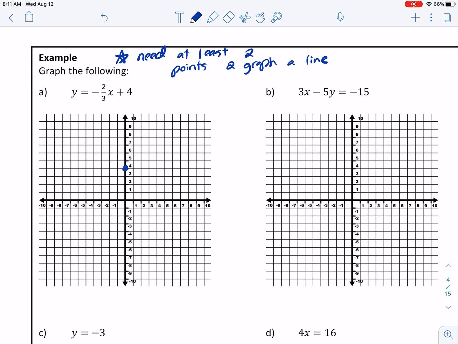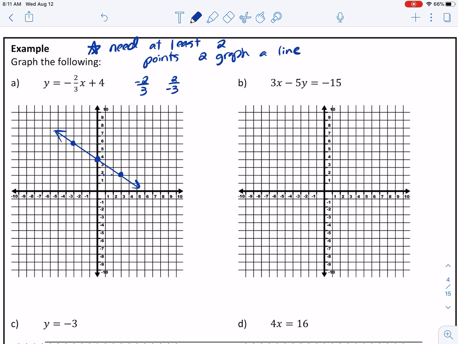Then you can just use your slope. A slope of -2/3 means you can go down 2 to the right 3. Or you could go up 2 to the left 3. Okay, either way works. You can put the negative with the 2, or you can put the negative with the 3. Just don't put it with both, because that would make your slope positive. And then we can sketch our line here. Great.